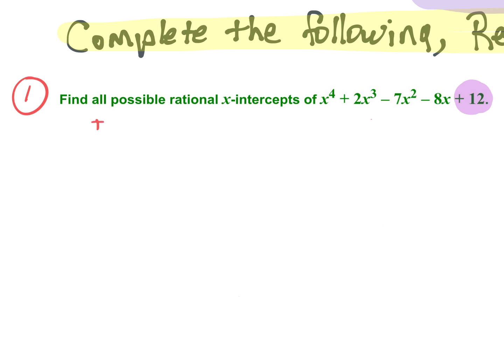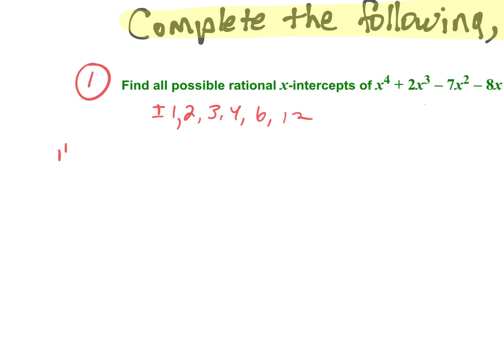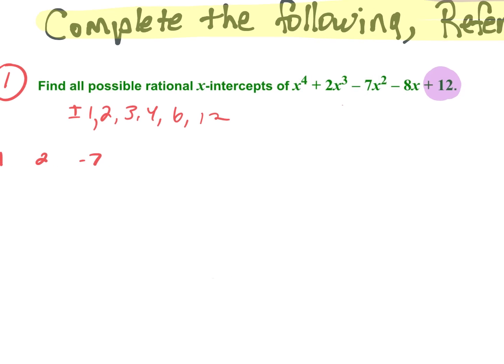So I have to say, okay, I have to have my factors of 12: 1, 2, 3, 4, 6, and 12. I'm going to start with positive 1, just write out my coefficients. So I have 1, 2, negative 7, negative 8, and positive 12.